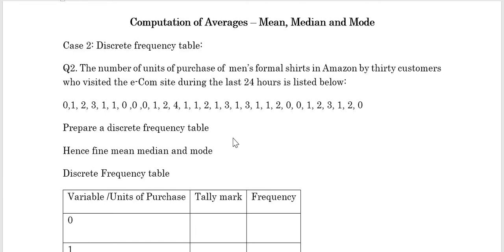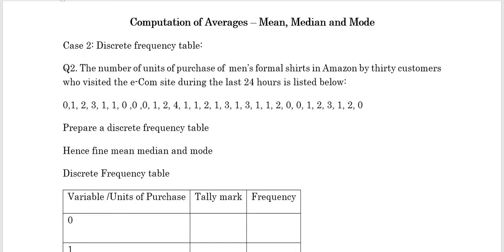We are continuing with the computation of averages. In the previous session, we discussed computation of averages, mean, median, and mode for raw data. In this session, let's see how to compute mean, median, and mode for a discrete frequency table.